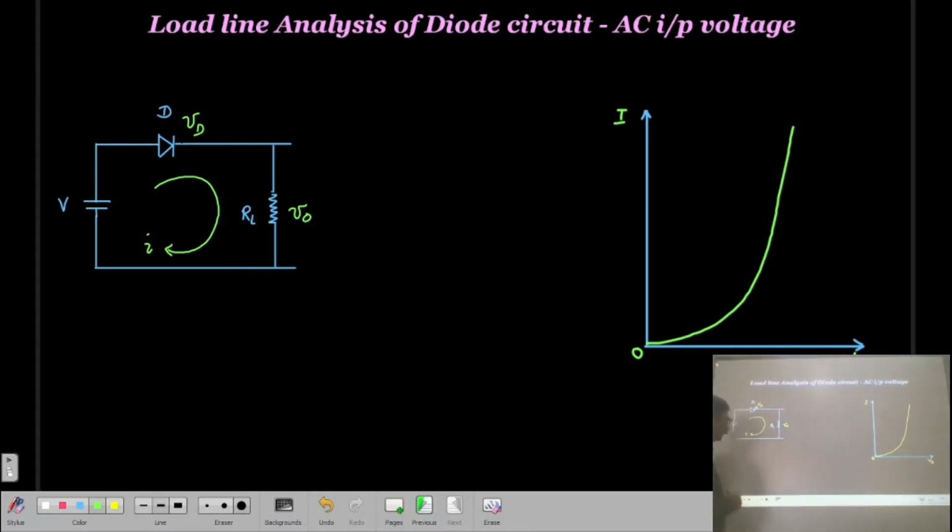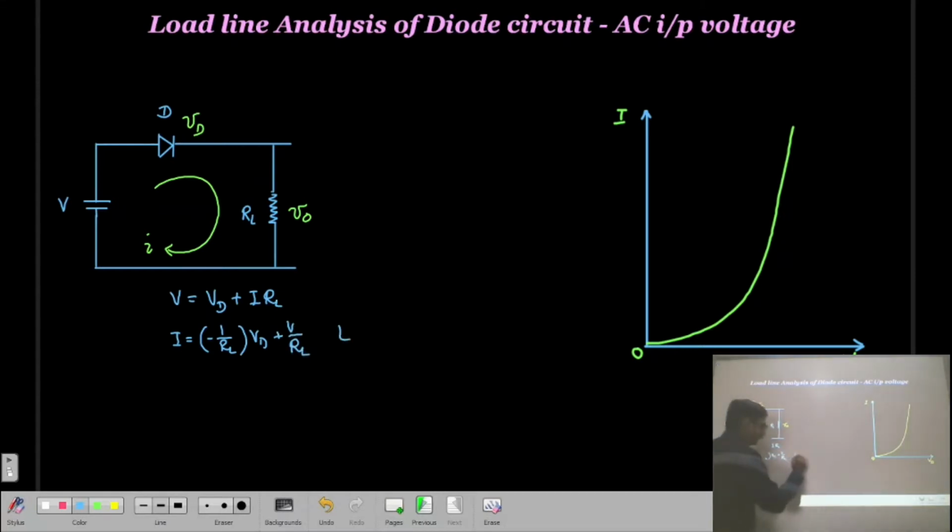If you remember, here if we apply Kirchhoff's law, then we can write that this voltage V is equal to VD plus I into RL. And from this, we can write that I is equal to minus 1 upon RL into VD plus V by RL. This is known as the load line equation.